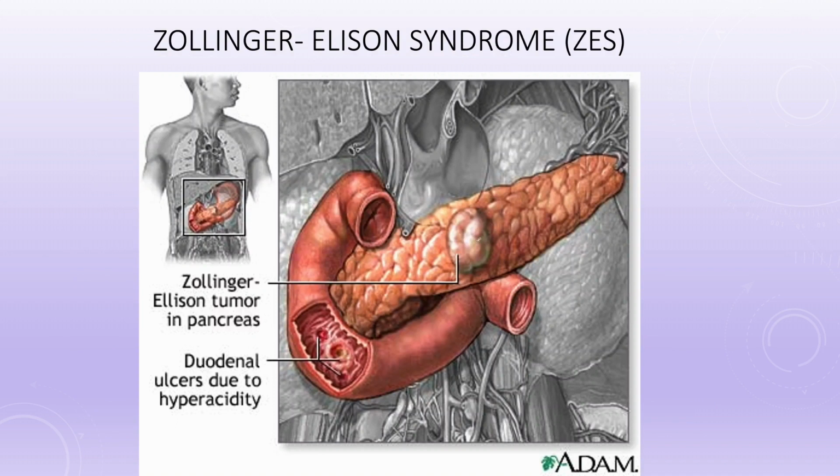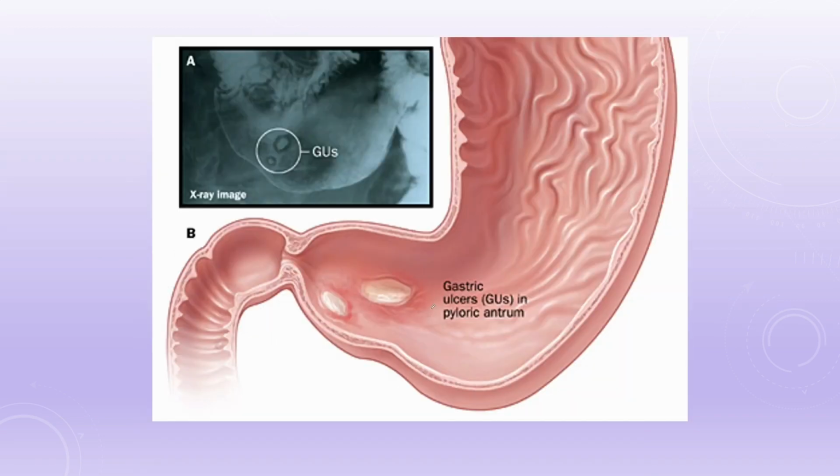And you can see there's the tumor, leading to hyperactivity. Here are some little images of gastric ulcers. So there are some little ulcers here. You can actually see them on x-ray. This is barium. You can see them.